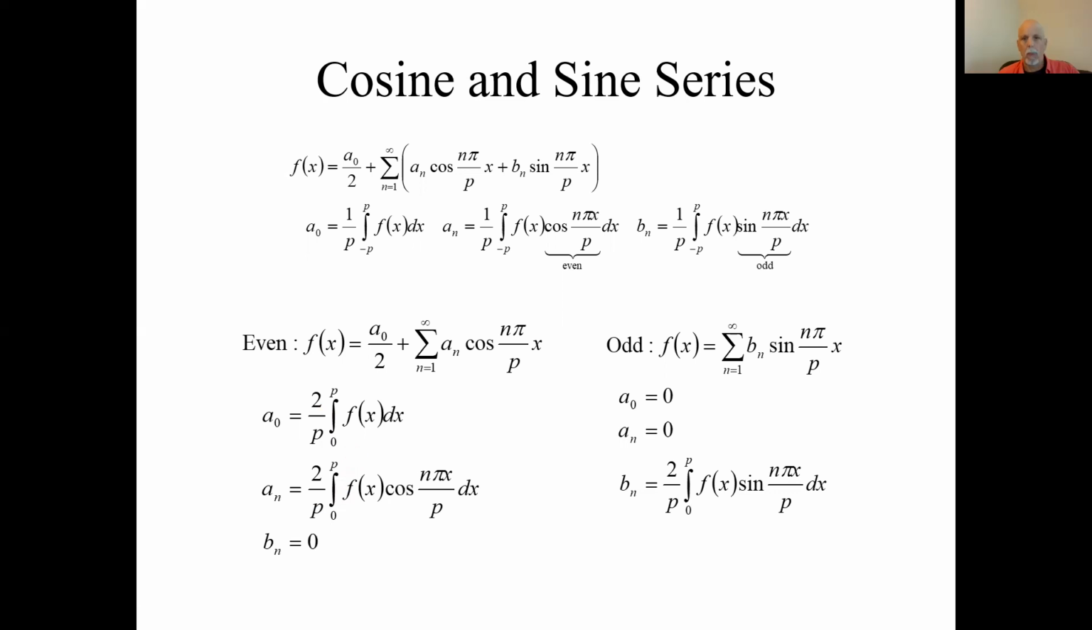If f of x is odd, here I get an odd times an odd, so that's even. So I can multiply by 2 and only have to integrate from 0 on up. But for all the a's, I'm integrating an odd function over a symmetric interval. All the a's are 0. And that's what happened in the case we just did. We could have known right off. We didn't have to compute the a's.